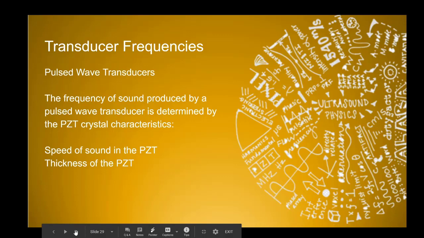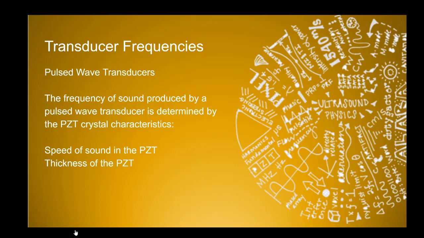Pulse wave transducers, not as easy, but we can calculate it. So the frequency of sound that's produced by the pulse wave transducer is going to be determined by the PZT crystal. It's going to be determined by two things: how fast does the sound travel through the PZT crystal, and then the thickness of the PZT crystal.